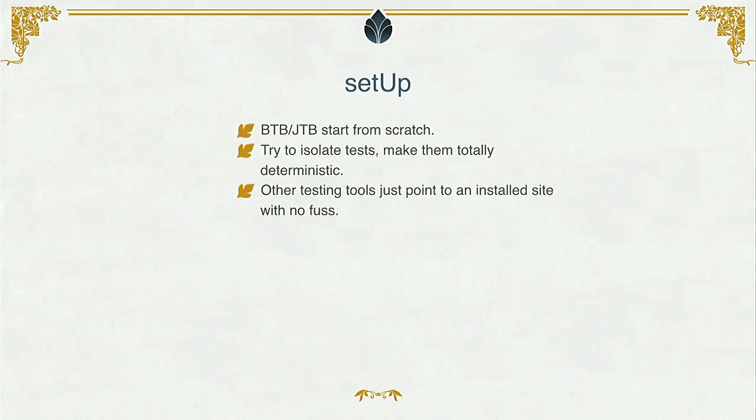And the reason we do that in core and contrib is really to isolate each test run. We don't want to be testing on the same sort of Drupal instance for different tests, because obviously state can bleed between those two test runs.